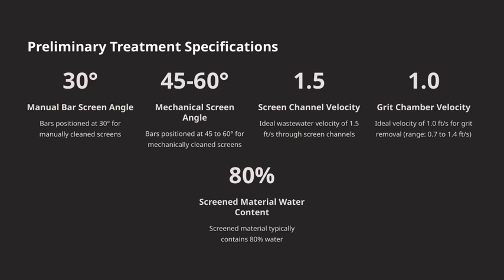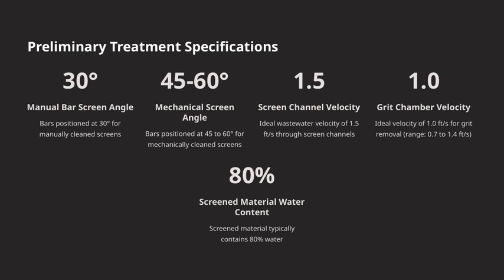Lastly, when considering the material collected on the screens, it's important to note that the screened material typically contains about 80% water. This high water content impacts how we handle and process the screened debris, emphasizing the need for proper dewatering methods before disposal or further treatment. These specifications are critical for ensuring efficient, reliable preliminary treatment, which is the foundation for the overall effectiveness of the wastewater treatment process.